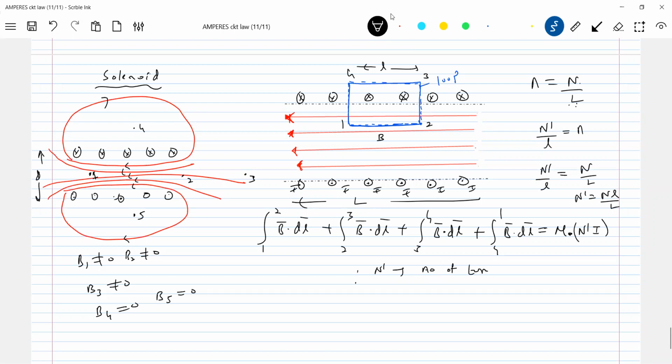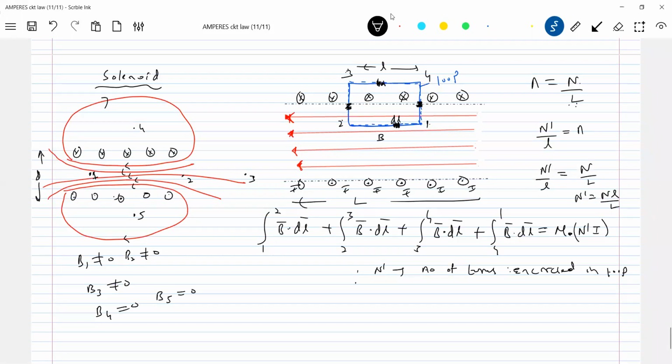Number of turns encircled in the loop. Let's come to this one. What is the value of B bar dot dl? Oh, B bar is in this direction. I'll change the symbol. 2, 3, 4. So dl is here. There's a dl here, there's a dl here. The black color strip is what? I'm showing that as dl.